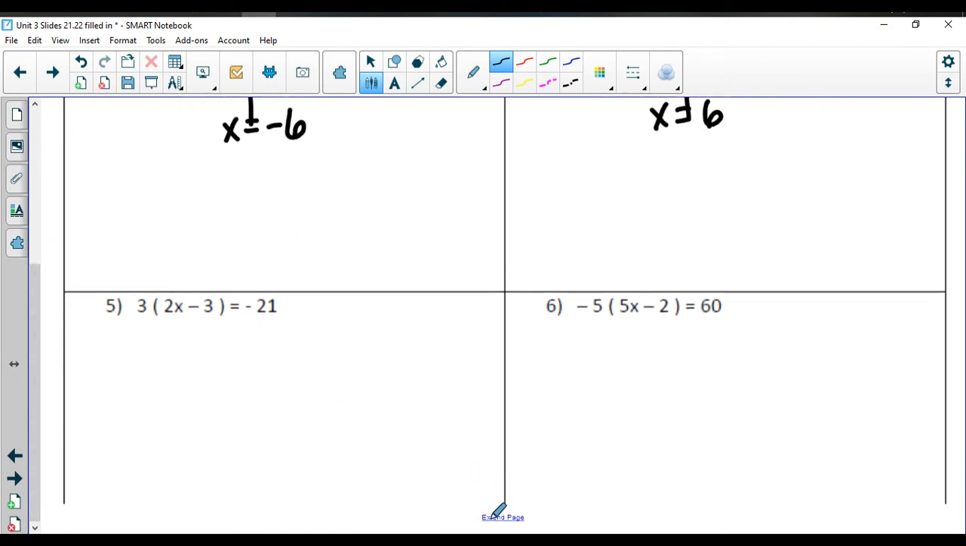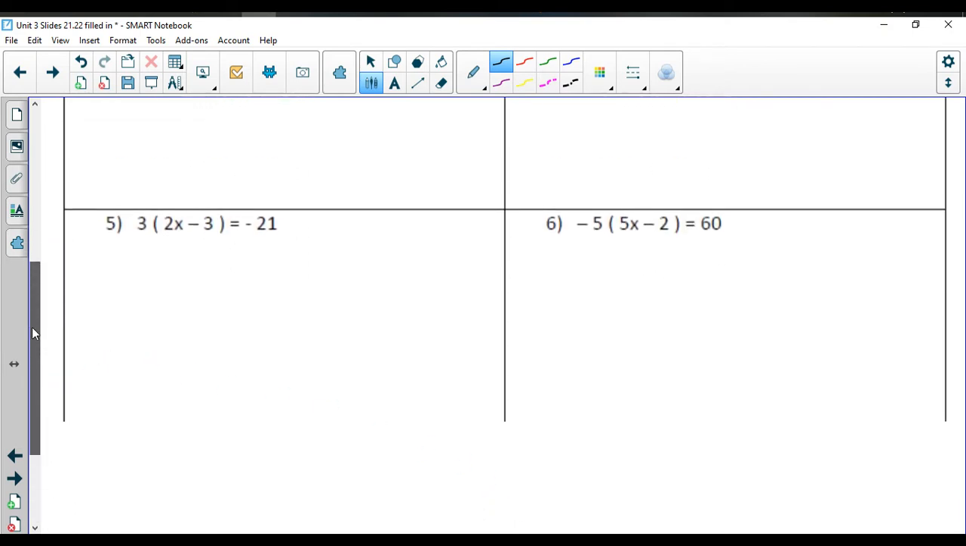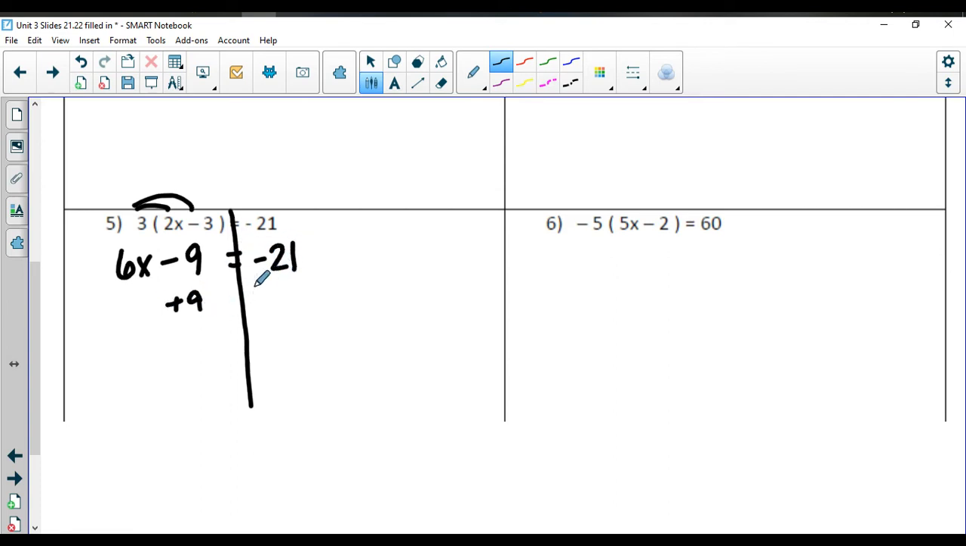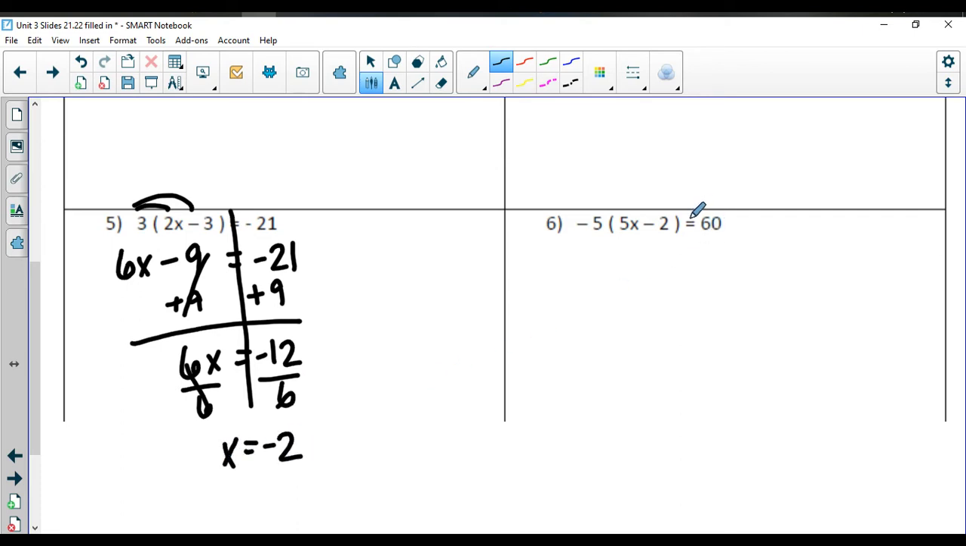Question number 5 and 6 here on this page as well. So we're going to go ahead, number 5. And remember, you could divide by 3 here if you wanted to, or you can go ahead and distribute. It doesn't really matter. Add 9 to both sides, and I'm going to get 6x is equal to a negative 12. Divide through by 6, and x is equal to a negative 2.